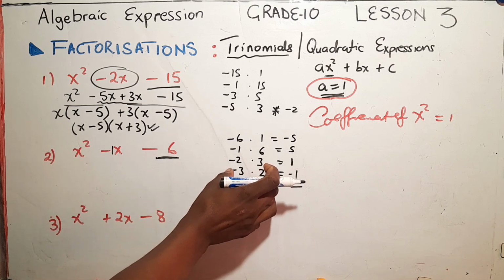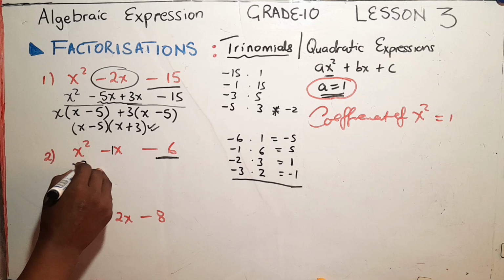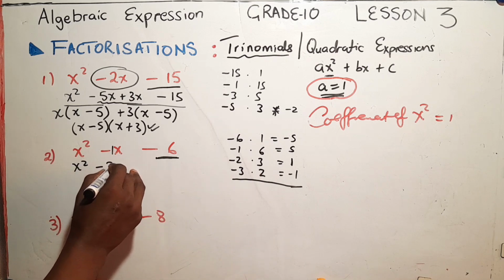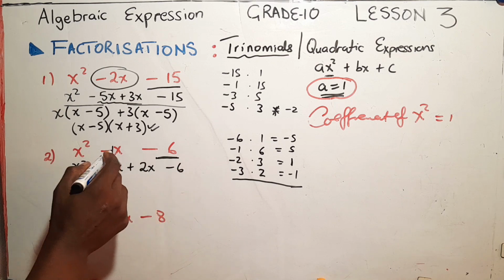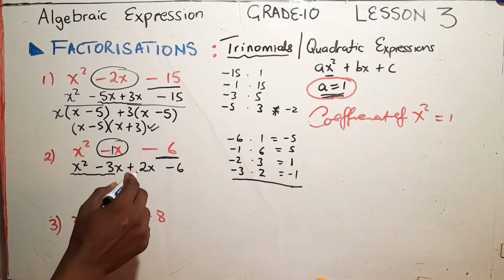So we can use these values to replace negative x there. So that will be our x squared, and this we can replace by this and that. So that's negative 3x plus 2x and then minus 6. So we replace this by these two values. Now we can factorize by grouping, since grouping is the simplest.